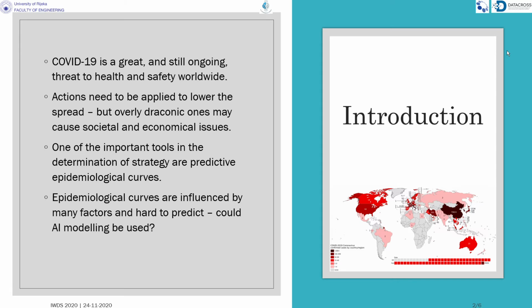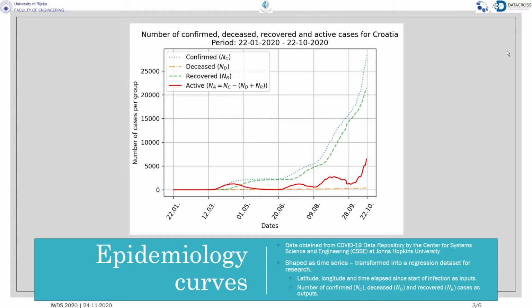These curves are complex to model due to a large number of influencing factors such as healthcare quality, population density, and others. So the question arises, if standard modeling methods are insufficient, can artificial intelligence modeling be used in modeling of epidemiological curves?